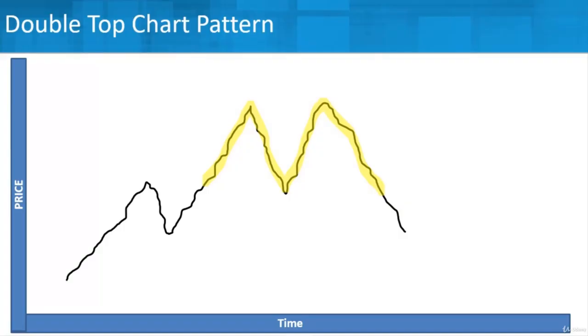So if you took the letter W and you turned it upside down, you would have the letter M. And just like if you took a double bottom chart pattern and in effect turned it upside down, you would have a double top chart pattern. It would form the shape, instead of a W, it would form the shape of an M.